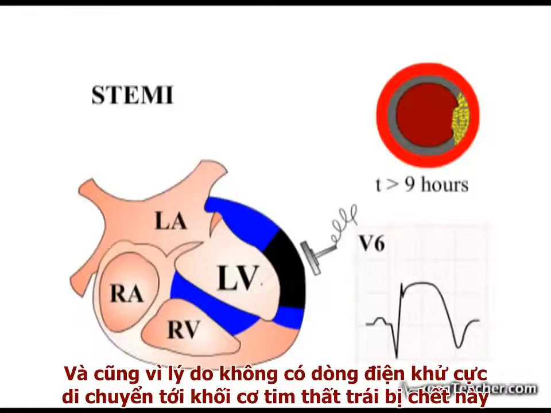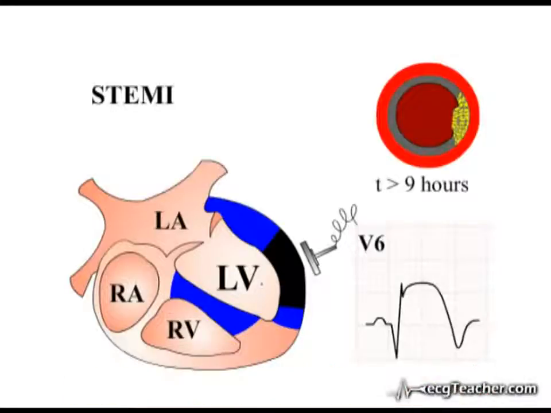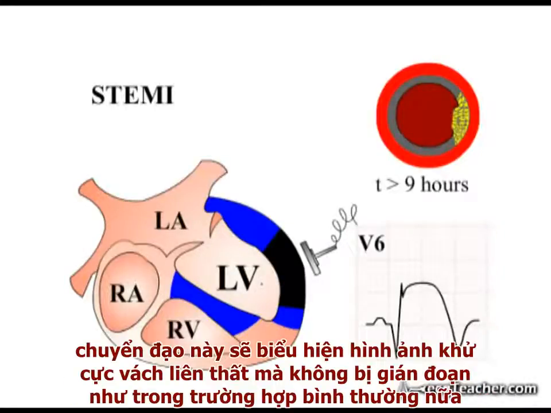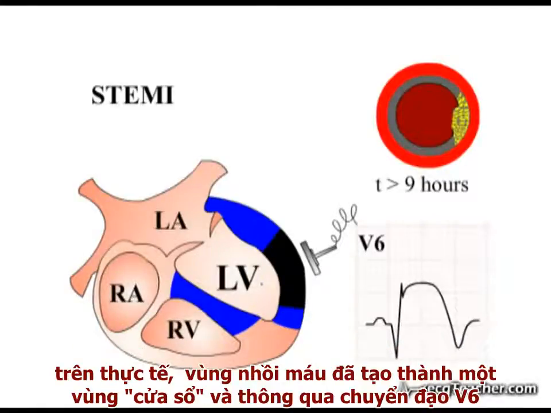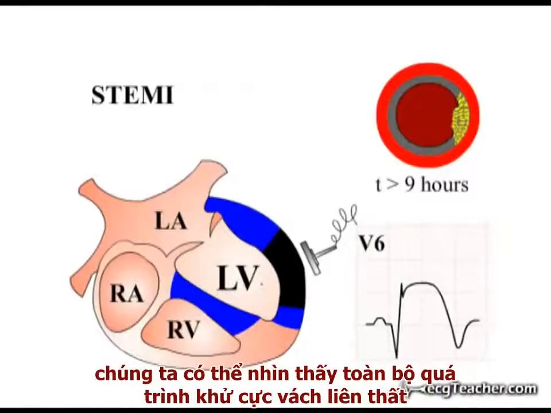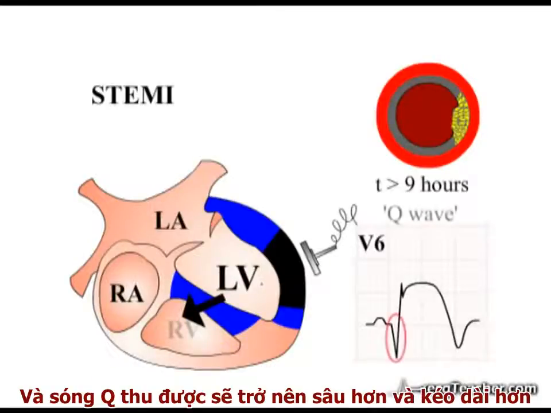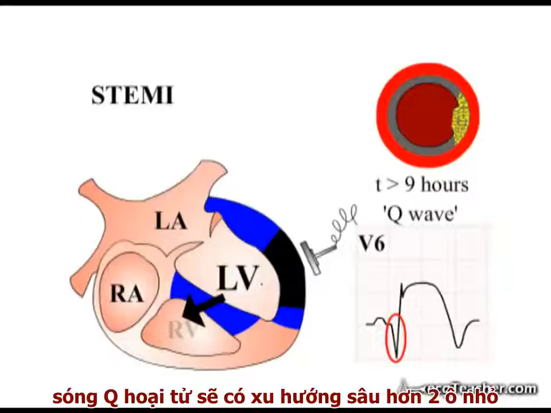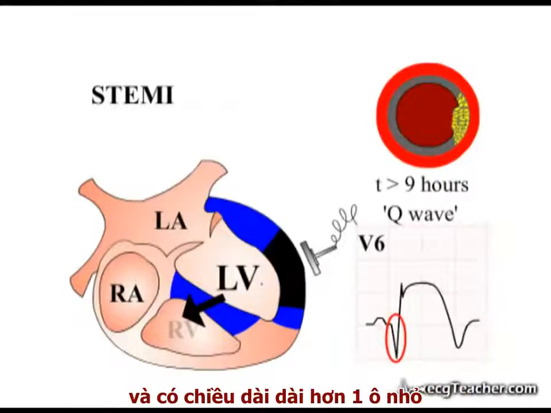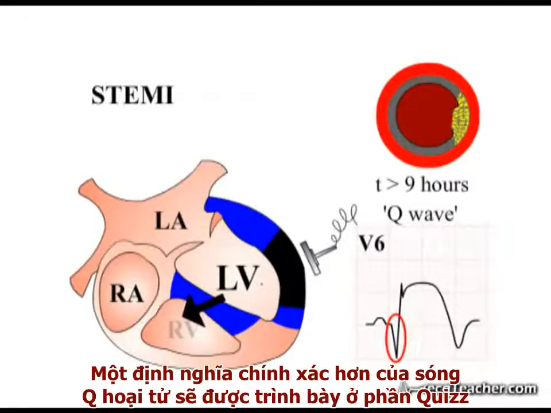And with no current travelling through the dead left ventricular muscle underneath it, the lead now has an uninterrupted view of septal depolarization. In effect, the infarct has created a window through which lead V6 can see the entire process of septal depolarization, and the recorded Q wave becomes deeper and more prolonged. As a rule of thumb, a pathological Q wave tends to be deeper than 2 small squares and greater than 1 small square in duration. A more precise definition of pathological Q waves will be given in the quiz section.